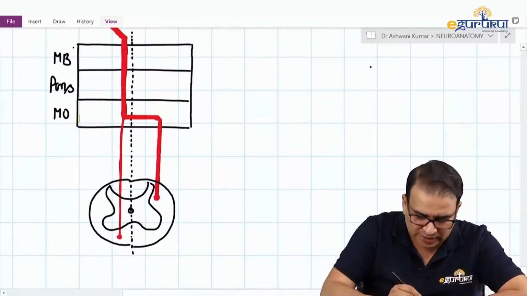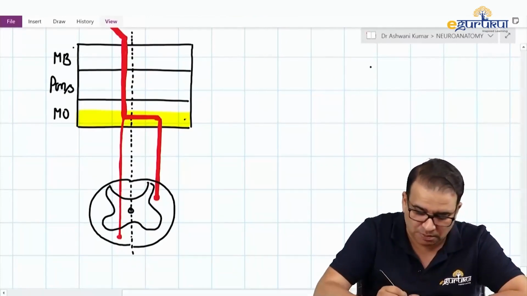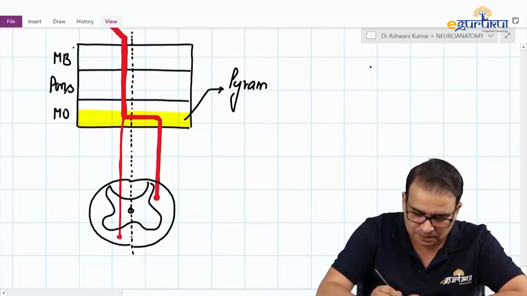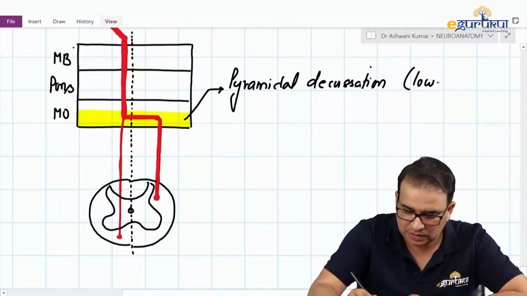First point to be noted here, where is the decussation taking place? Pyramidal decussation is taking place in the lower medulla oblongata. There is a pyramidal decussation, and that is taking place where? In the lower medulla oblongata.